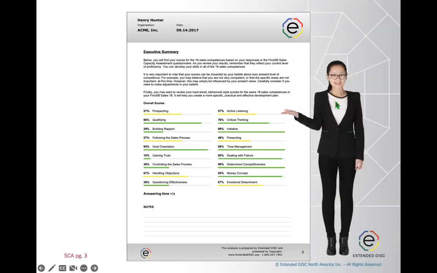The executive summary presents the proficiency level scores for each of the 18 sales competencies. There are 3 levels of proficiency. Higher levels are scores ranging from 76% and higher. Medium level ranges from 39% to 75%, and lower levels range from 38% and lower. The higher the percentage, the higher the level of proficiency in that sales competence.